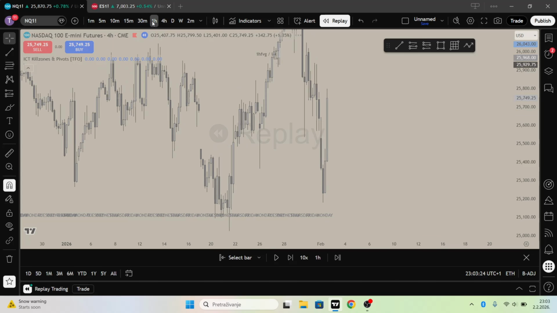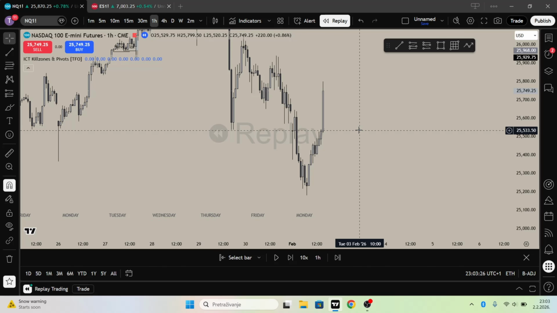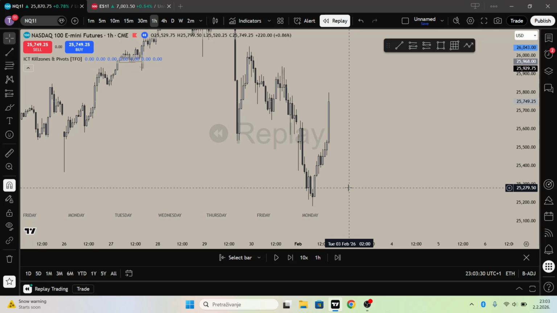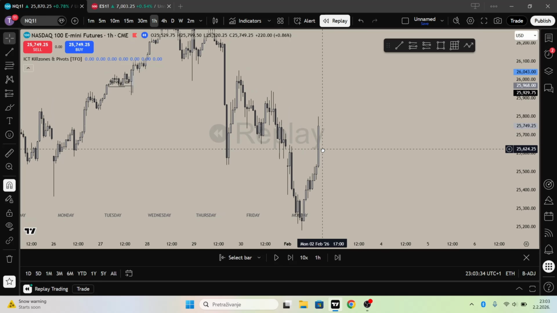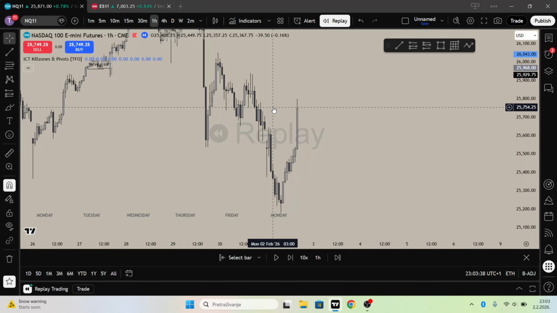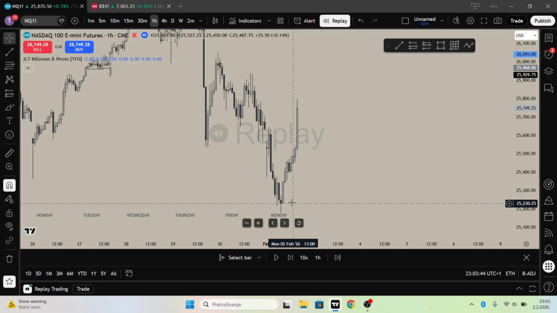On 4-hour, on 1 hour, you can see we even inverse this gap. So there's also one thing that can happen. We can go up and take all this resting liquidity above here, or what the price can also do is retrace down here into this 1 hour fair value gap and then distribute higher.